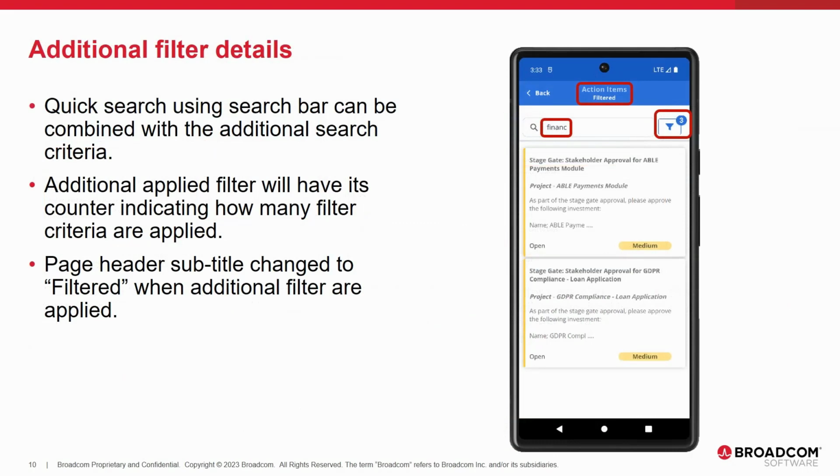The search bar will work in conjunction with the advanced filter option, which means if I type a value in the search bar and then I also go into the advanced filter and filter for specific status or priority, we will honor both of those together to display the list of cards. In addition, when a filter is applied, we change the header of that page to say filtered to indicate to the user that they are no longer looking at either open or closed based on what they selected in the dashboard, but are now looking at filtered data.